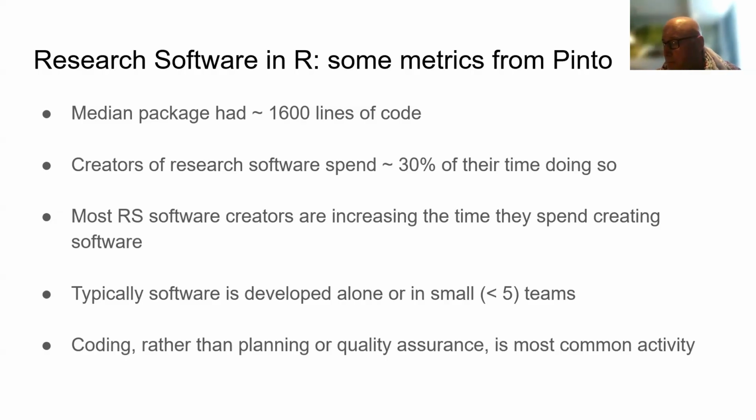If you look at what the survey respondents said, most research software creators across the last decade are actually increasing the amount of time that they spend creating software. So we're seeing the importance of research software as research products as part of the research process increasing over time. Okay, it is still being developed either alone or in small, less than 5 people teams. And then coding rather than planning or quality assurance is the most common activity.